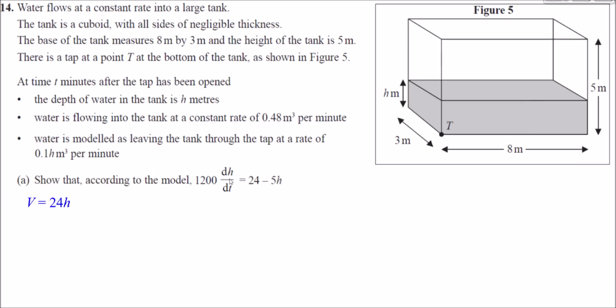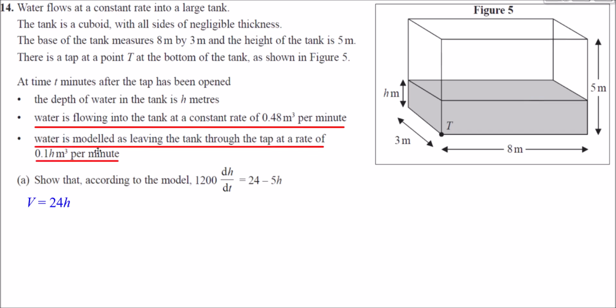Because this is a differential equation, what we could do is we could find either dv by dh, or we could do dh over dv. So we'll come to that in just a second. We're also told water's flowing into the tank at a constant rate of 0.48 cubic meters per minute, but also water's leaving it at 0.1h cubic meters per minute. So this is actually telling us what dh by dt is. In plain English, dh by dt just means the rate of change of the height per unit time, in other words, per minute.